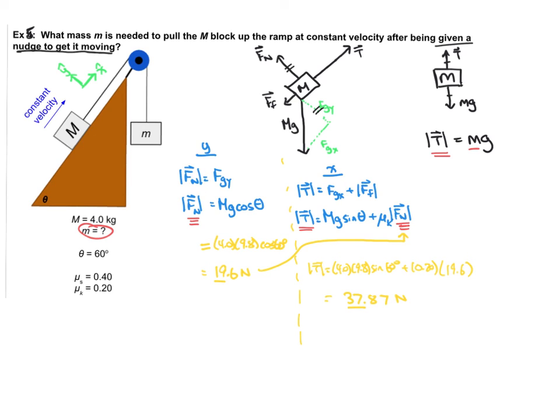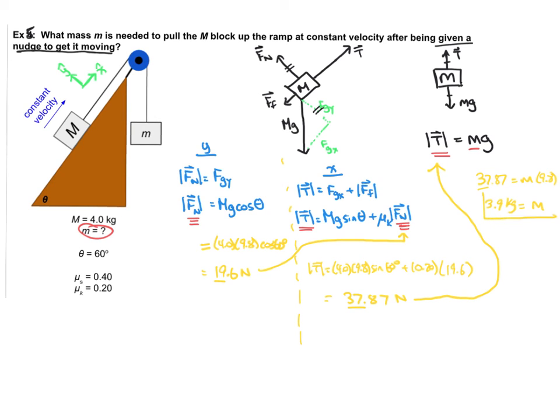And now take that value and put it in my final equation right there. Solve for lowercase m. Okay, so 37.87 equals m times 9.8. So divide both sides by 9.8. And wow, I get 3.9 kilograms.